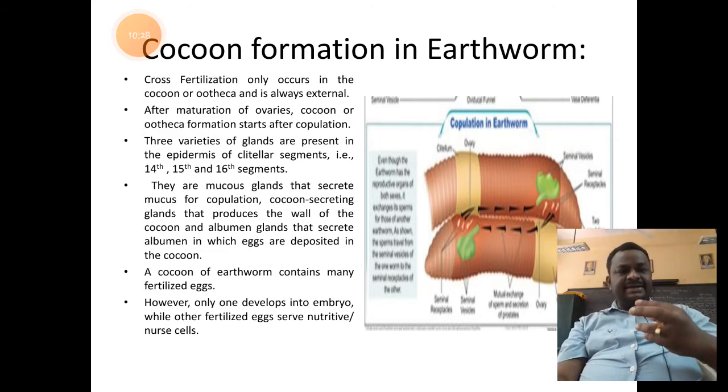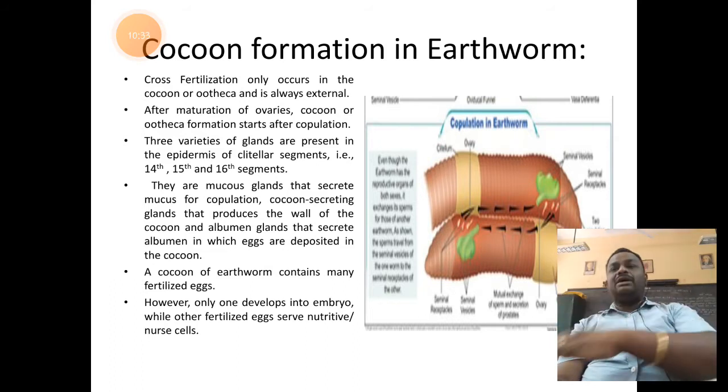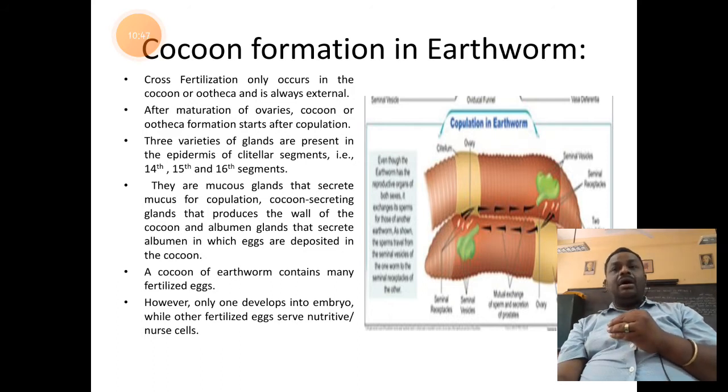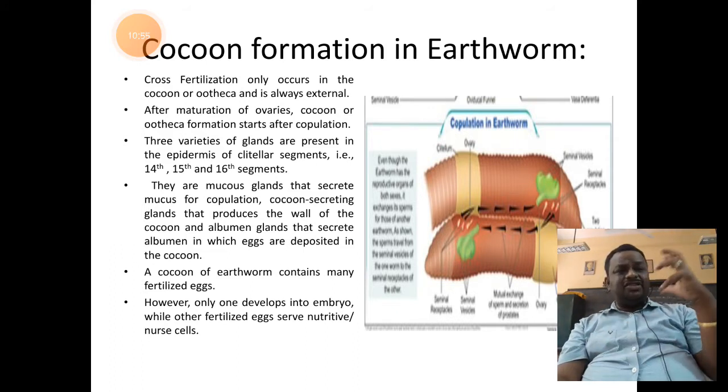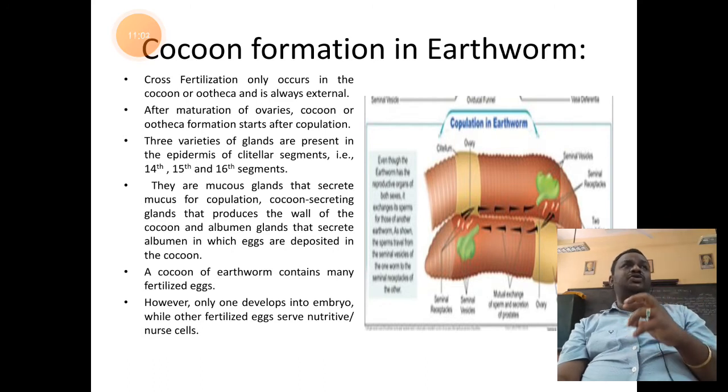So, cocoon is a sac-like, bag-like structure whose cover is produced by the cocoon-secreting glands of the clitellum. The third type of glands seen in the clitellar region is the albuminous glands. These albuminous glands produce albumin, in which the eggs are deposited in clusters, in groups, in the structure of the cocoon. So, this is about the importance of the 3 types of glands associated with the clitellum region.